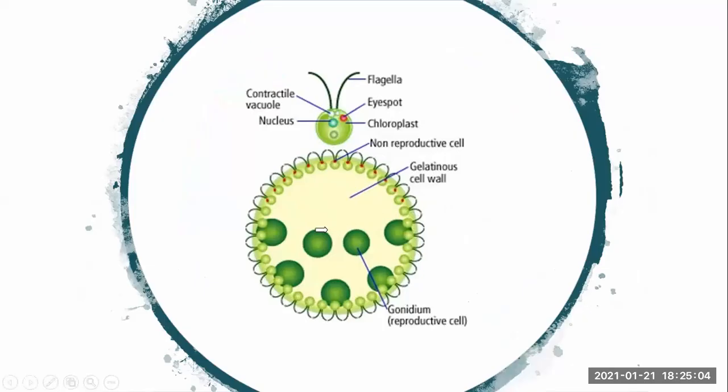In this diagram also, in a colored form, we see some gelatinous cell wall, gonidia, reproductive cells, and non-reproductive cells with the presence of flagella. And this is the enlarged portion of this particular one cell. In this cell, contractile vacuole is present, nucleus, chloroplast, eye spot, and 2 equal length flagella are present.